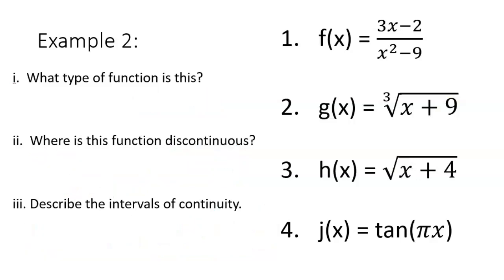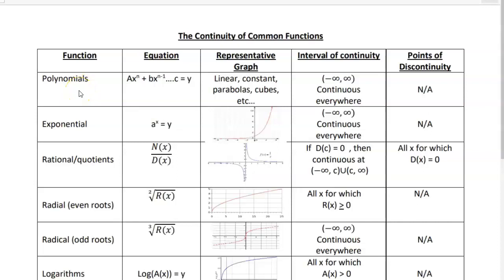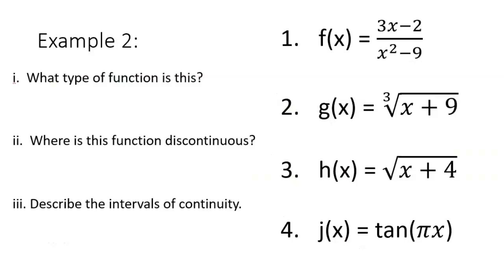Well, let's go ahead and take a look now at number 2. Number 2, what kind of a function is that? I've got a root symbol with a 3. So let's go back to our little sheet here. It's not a polynomial. It's not an exponential. It's not a rational. It is a radical, but it's not an even root. It's a radical with an odd root. Okay, cool. So we can write that down now. It's a radical function.